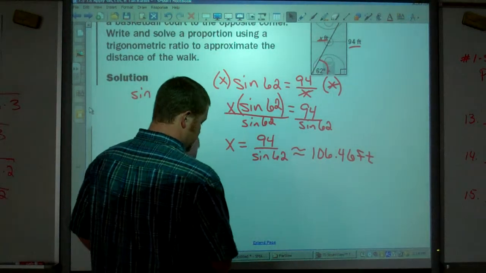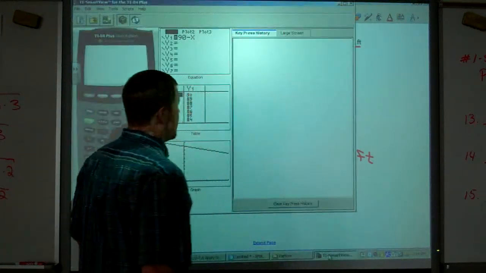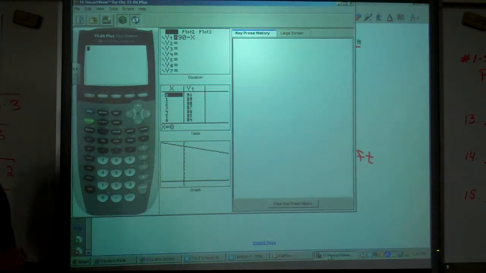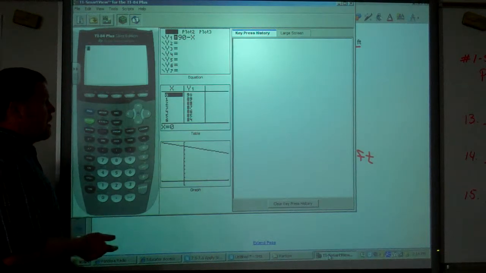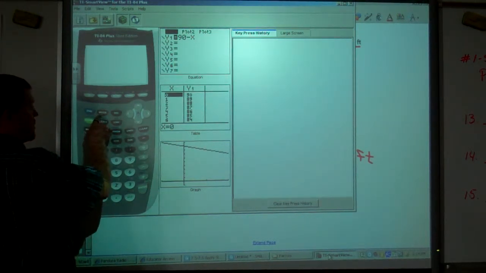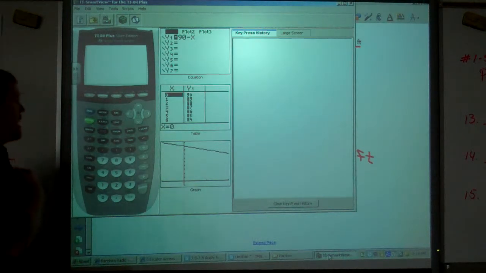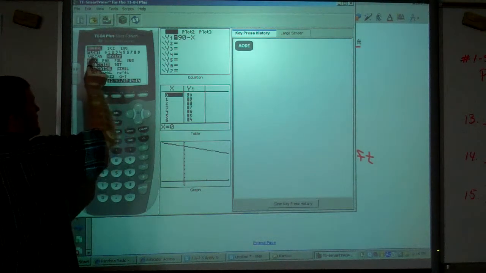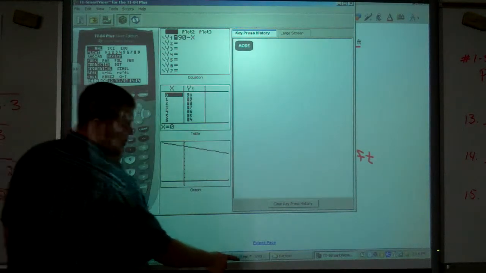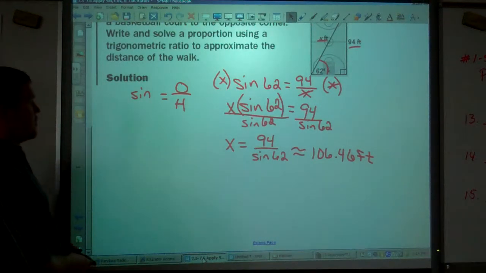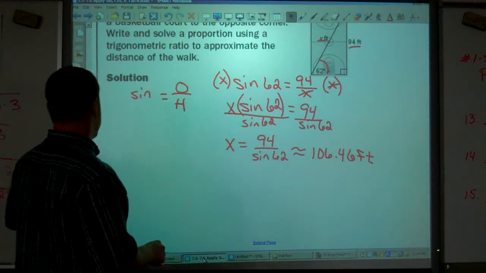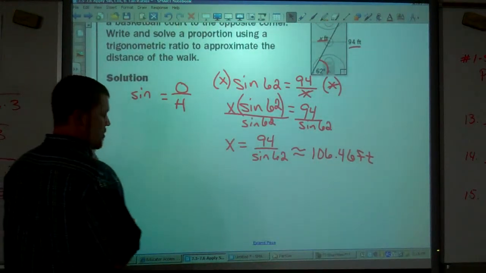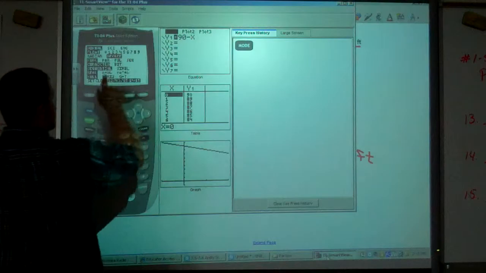Now, in order to solve these, one thing you do have to make sure of, I have my handy dandy calculator here, is to check the mode of your calculator. Depending on your calculator, how you check that varies from calculator to calculator. If you have questions on that, make sure you ask. On this calculator, I go to my mode, and this screen comes up. I see radians and degrees. When we're looking at these problems, we're talking about 62 degrees, or 31 degrees, so we want to make sure our calculator is in degrees.